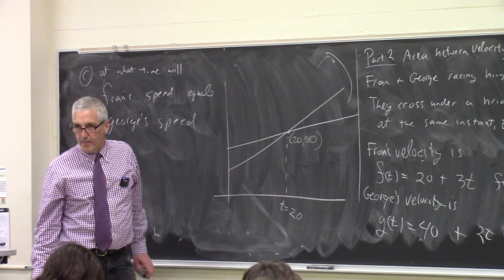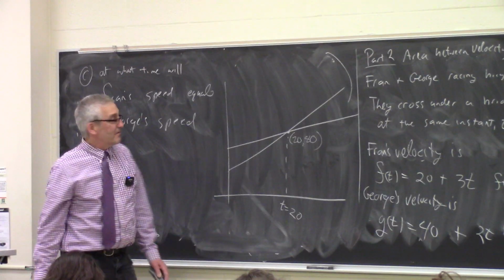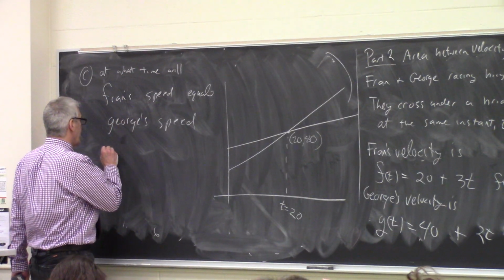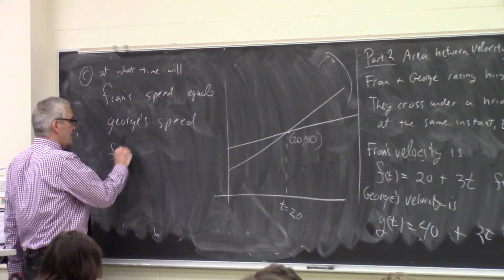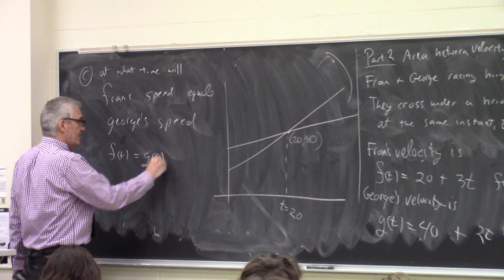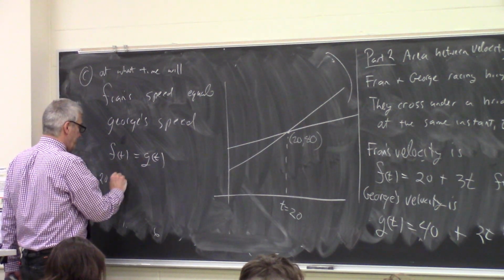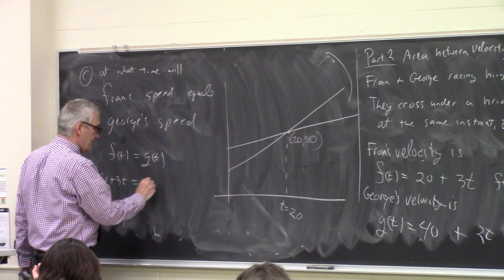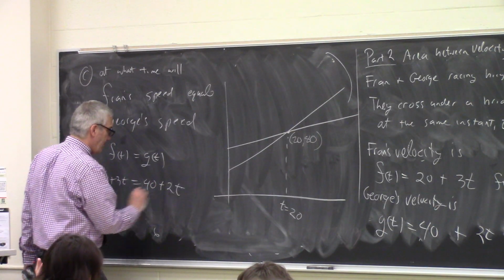It's just simply the time where the velocities are the same. So you're going to set Fran's f of t equal to g of t. So you get 20 plus 3t equals 40 plus 2t, and solve for t.